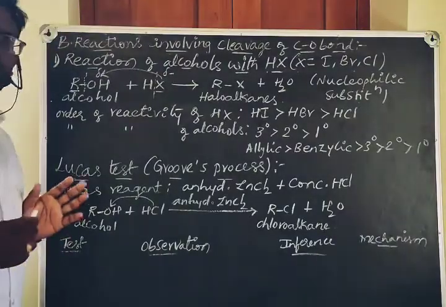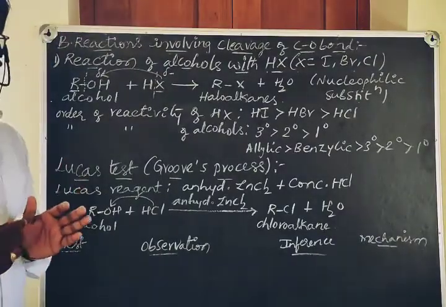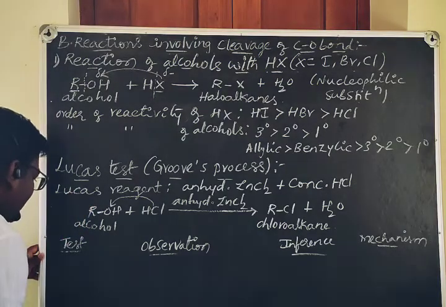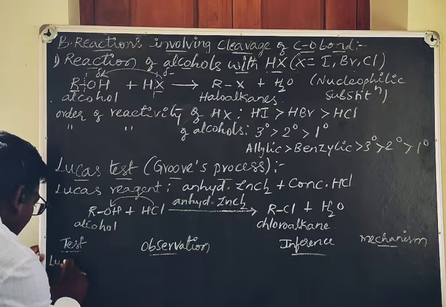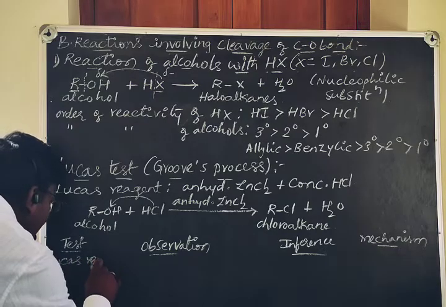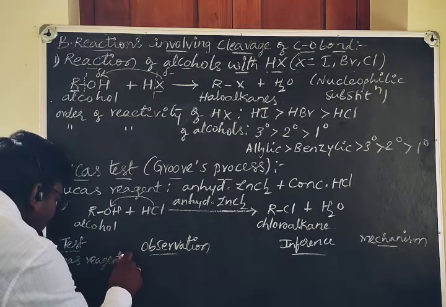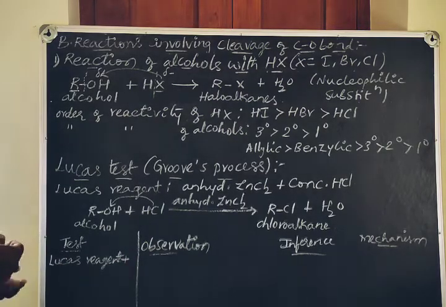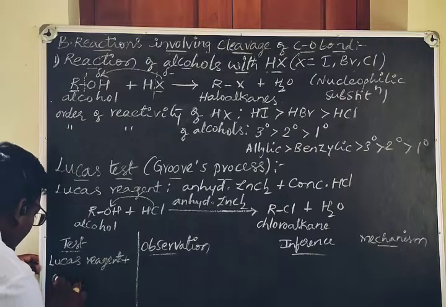The test column is the same for all 3 alcohols. In the test column, take the Lucas reagent plus, add the alcohol.